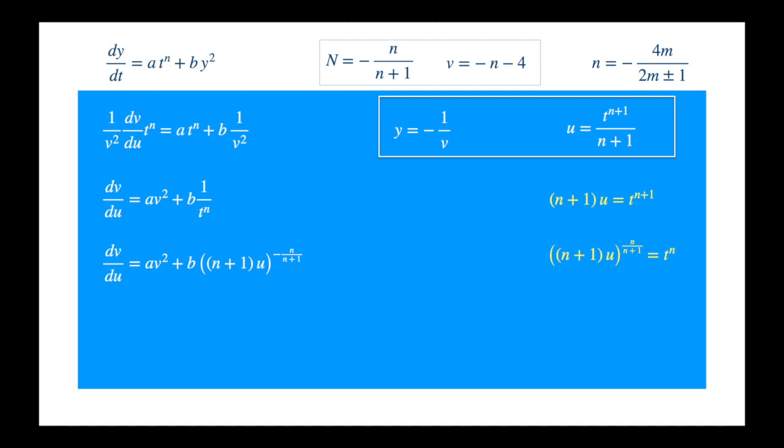And now remember, minus n divided by n plus 1 is what Bernoulli labeled capital N. We can relabel the coefficients as well because they're just constant, so we get the Riccati form, and we have shown the first transformation. So let's move to the second transformation.